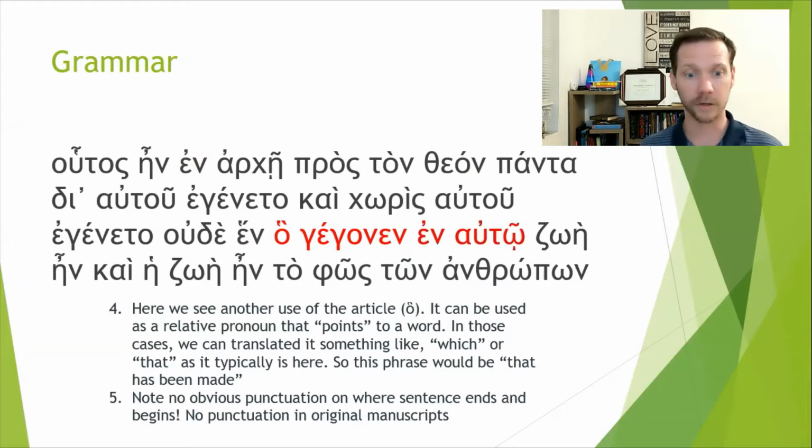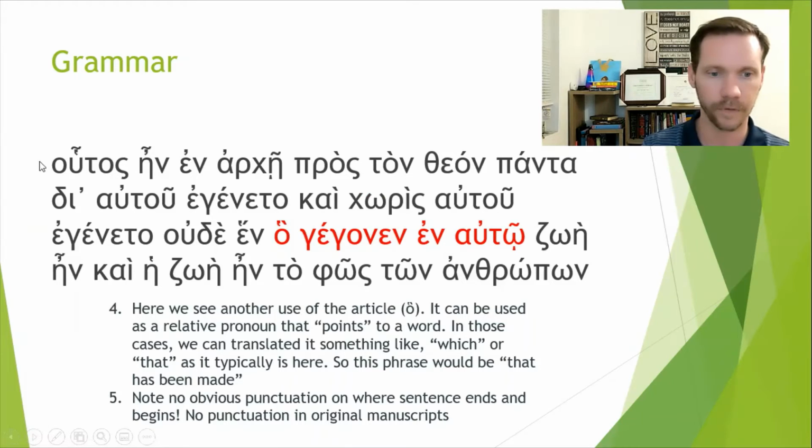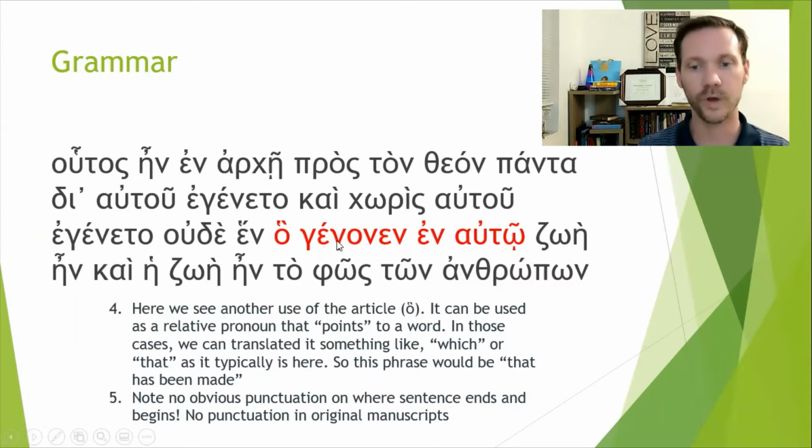All right, a few more grammatical notes. Note it's not obvious where this particular sentence ends. You may or may not know this, but in the original Greek text, there was no punctuation. So this could be translated one of two ways. It could be, again, starting from the kai here, and apart from him came into being not one thing which has come into being. That's one way to read it. Or you could read this as, and apart from him came into being not one thing. That which came into being in him was life.